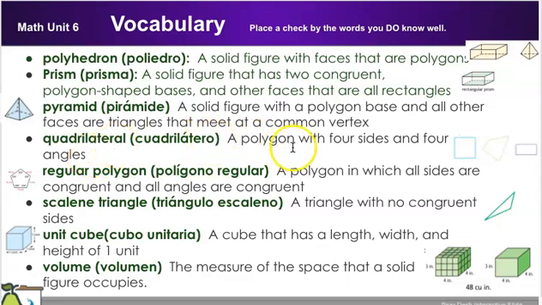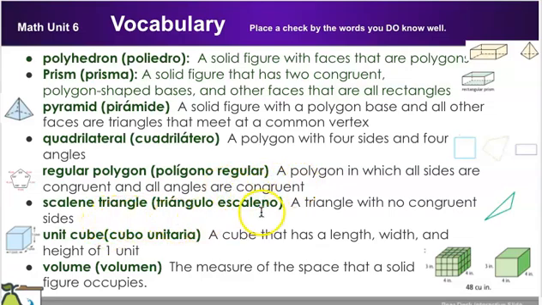Quadrilateral, a polygon with four sides and four angles. A regular polygon, a polygon in which all the sides are congruent. That means equal distance, they're all the same length. And all the angles are congruent, which means they're equal. I don't know why they're now using congruent versus the root word equal, but they are. So congruent is a new word for us.